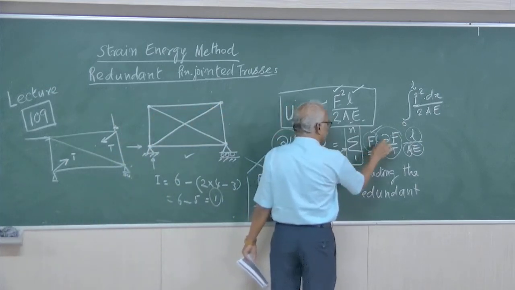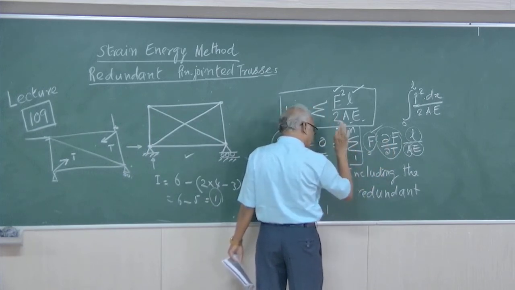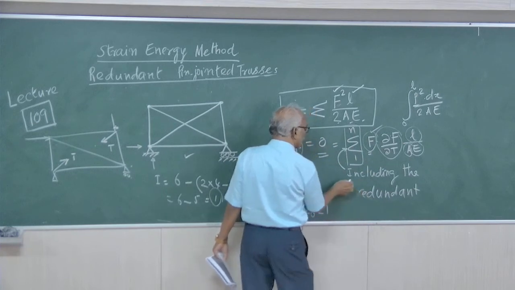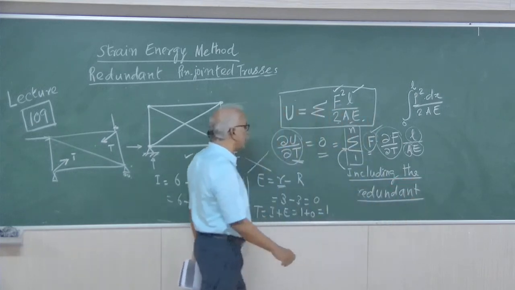In the tabulation, what about the redundant member? That redundant member also will have to be included. That is, including the redundant member. Including the redundant, you have to calculate for all values.